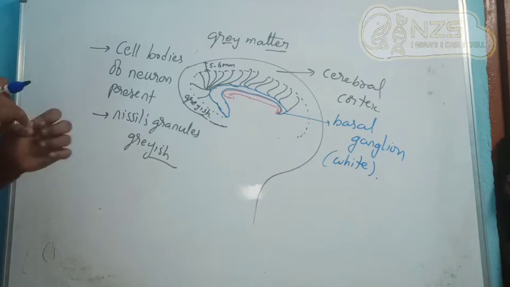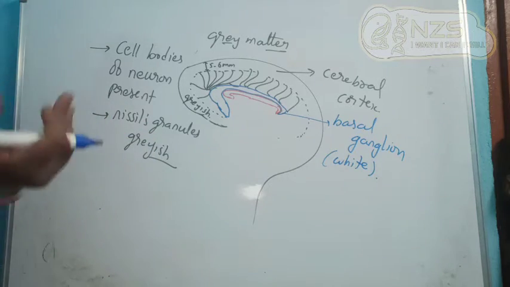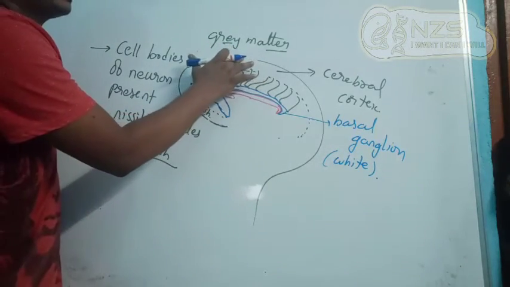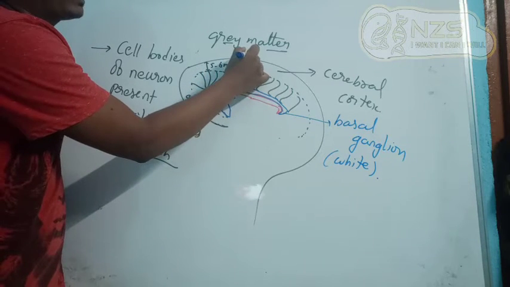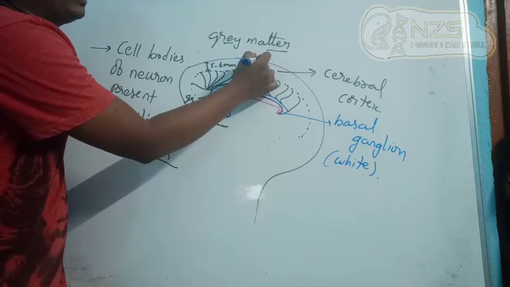So now the point is, as we have discussed in the previous video also, the cerebral cortex is not flat. The cerebral cortex has several depressions and several elevations.